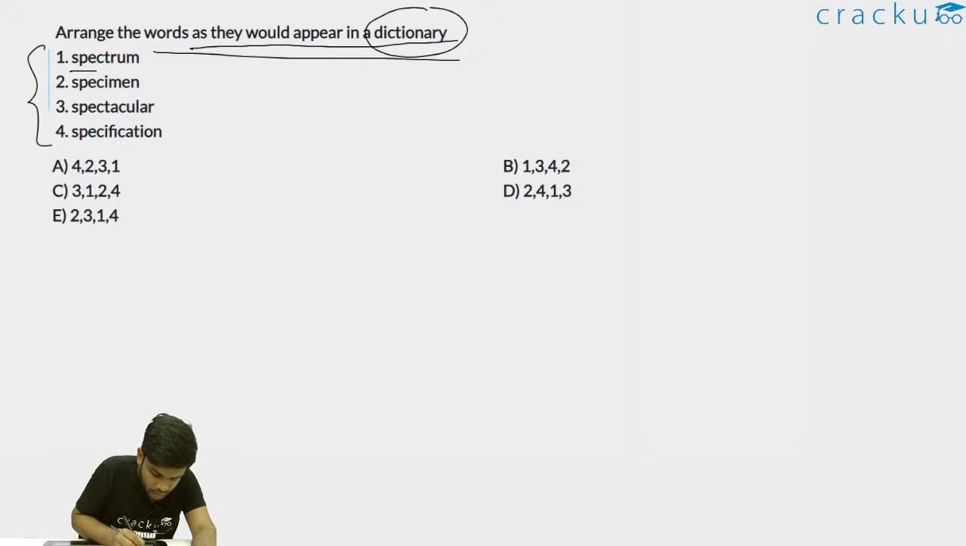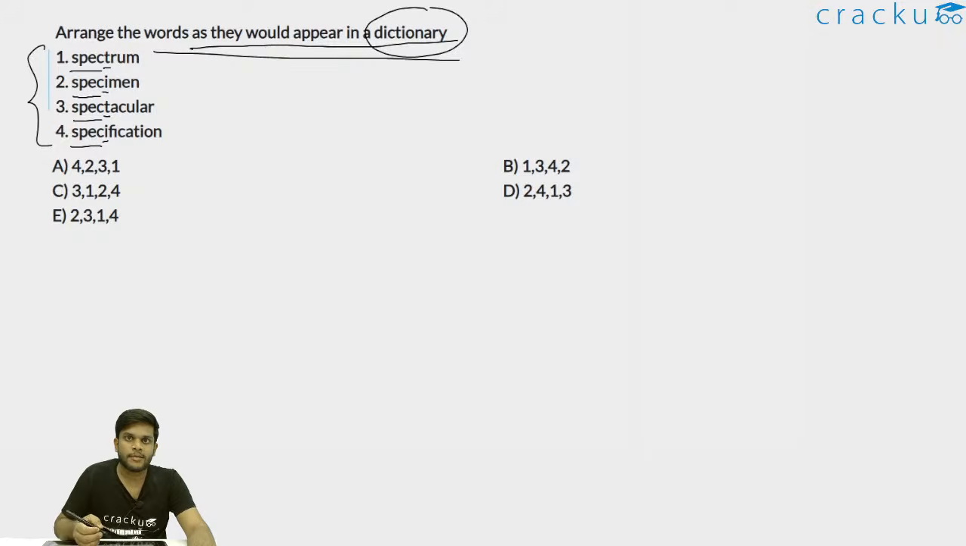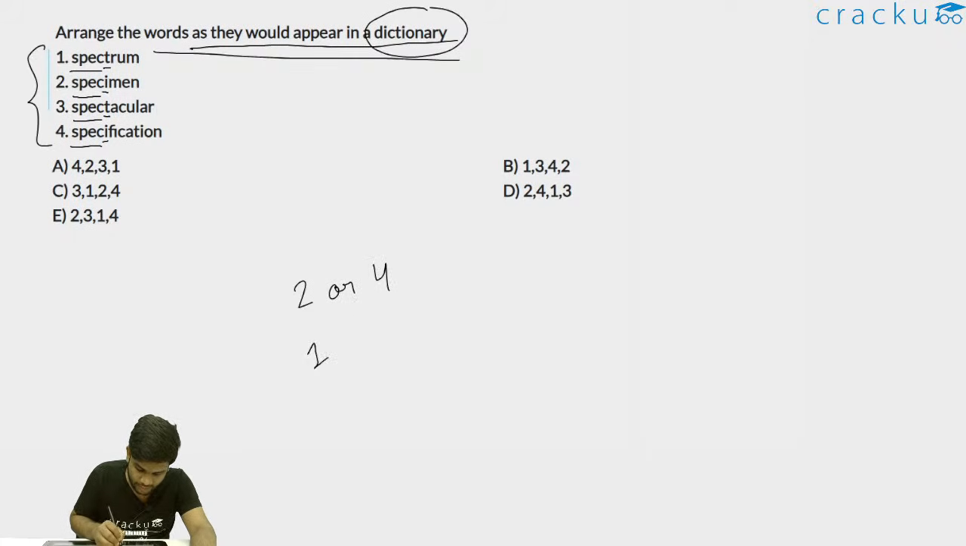Now let's look at it. The first four letters are the same in all four words. It is SPEC, it is the same. So we can't find the alphabetical order by comparing the first four letters. Now let's go to the fifth letter. Here the fifth letter is T. Here it is I. Here it is T and here it is I. So we know that I comes before T. So that means second or fourth will come before, and then after that one or three will be there.